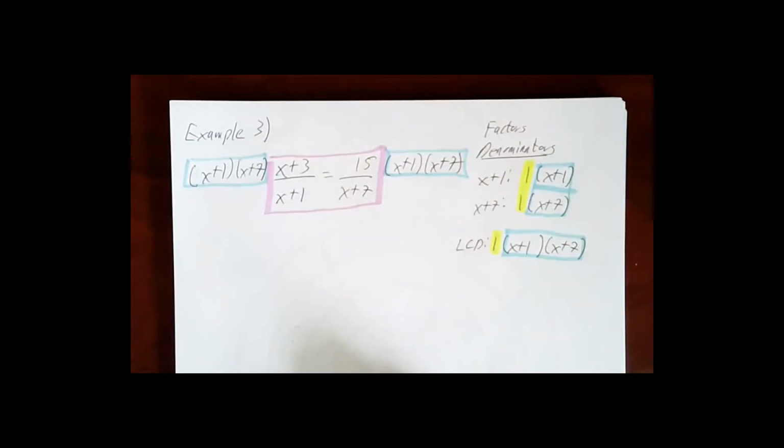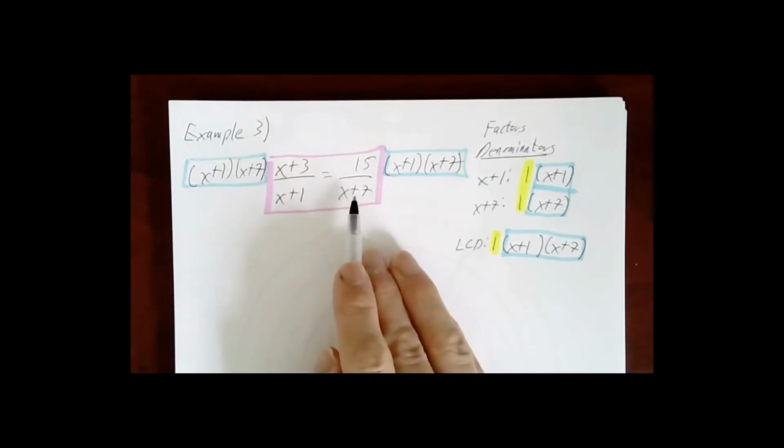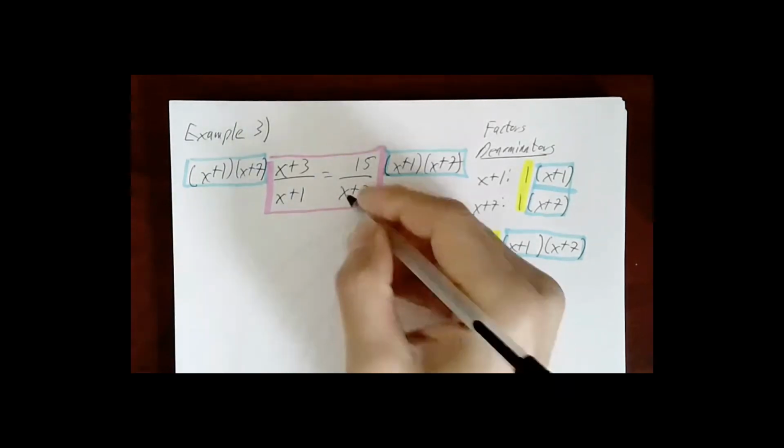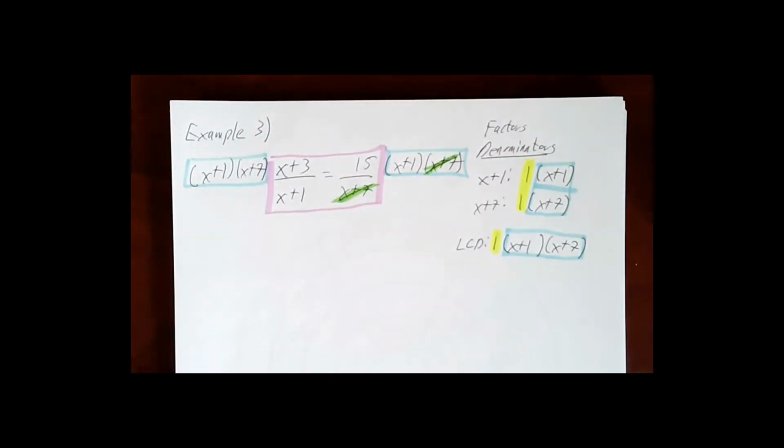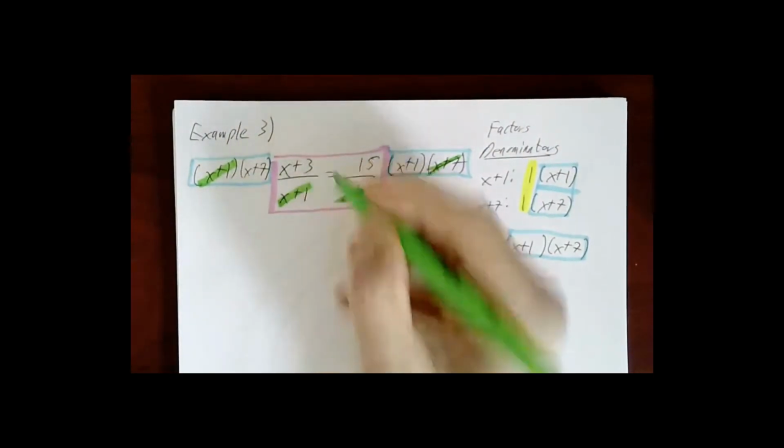Step number 2 is cross-cancel where possible. So again, for cross-canceling purposes, I have to have the exact same factor in the numerator and denominator. You'll note that my denominator and my numerator here both have x plus 7. They divide to 1. And over here, I have the same thing. My x plus 1 and my x plus 1 divide to 1.